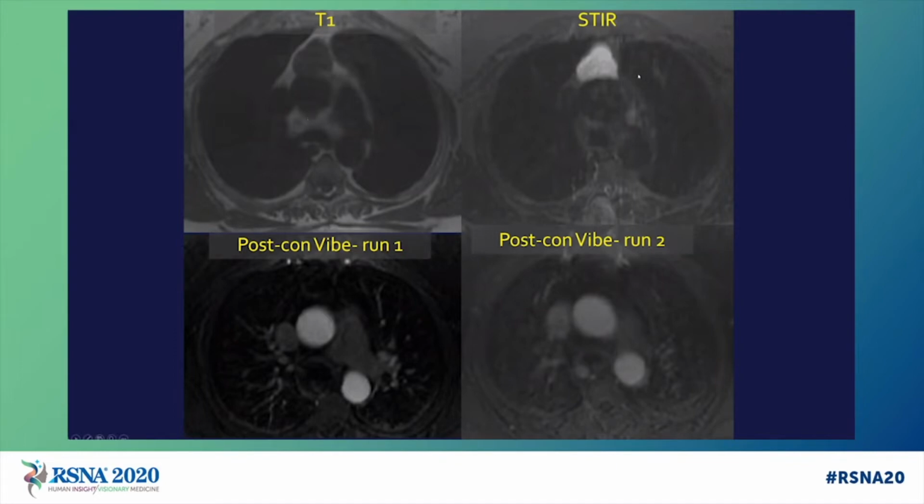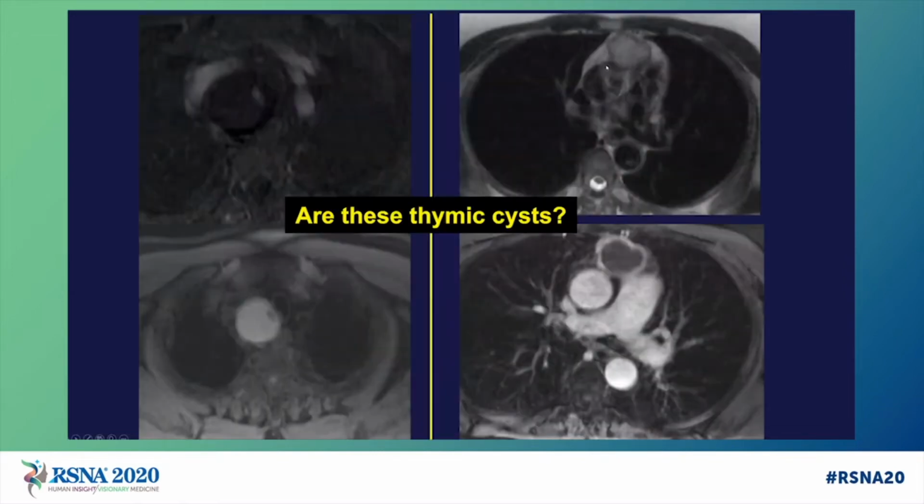Just to show what a classic thymic cyst would look like, here is the T1 weighted image and the T2 STIR, which shows that it's quite bright signal. It's homogeneous. There's no enhancement on the post-contrast images. Notice that there's somewhat of a triangular shape, which is very typical of many thymic cysts, though not a requirement.